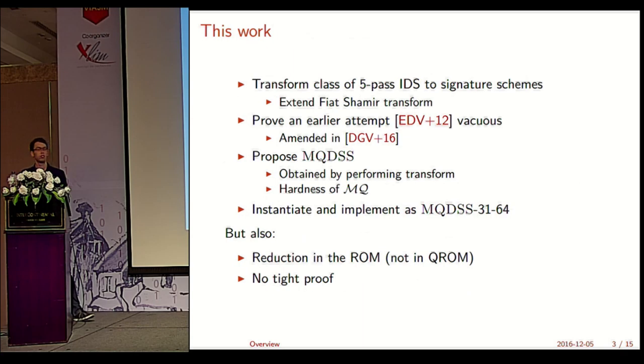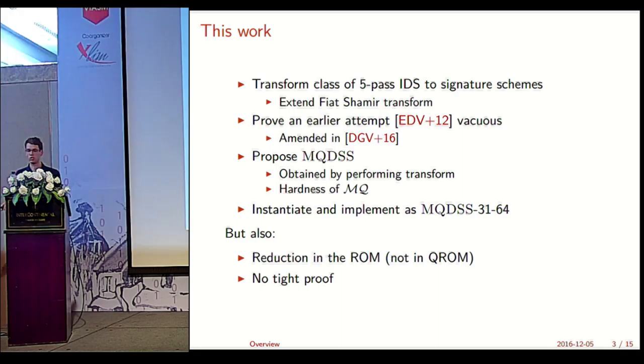An overview of what we're going to do in this work. First, we're going to, in general, transform five-pass identification schemes into signature schemes. To do this, we extend the Fiat-Shamir transformation. This is traditionally defined for classical IDSs. I'll talk about it in a bit. Then we'll show that an earlier attempt to do exactly this did not suffice. And then we're going to look at a specific application of this, and then look at an MQ-based signature scheme that you can obtain by using this transformation. The signature scheme bases its hardness on the MQ problem, which I'll also introduce in a bit. And then we instantiate and implement and show how fast this is and how big it is.